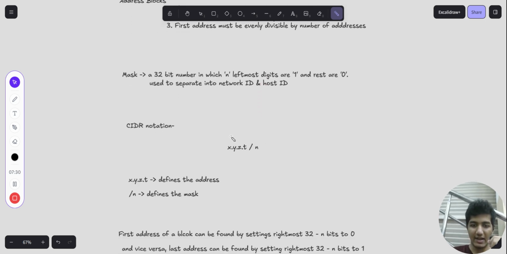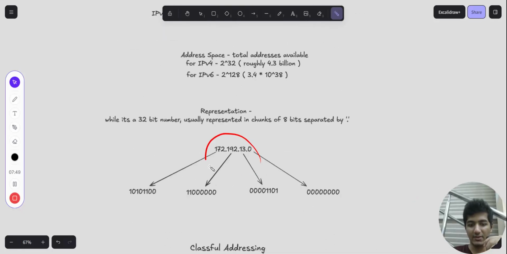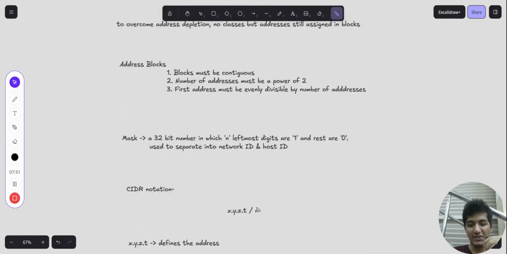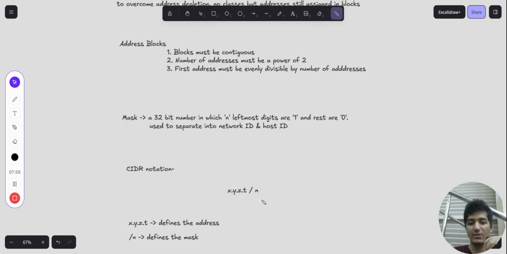So this is the CIDR notation, how a classless IP address is written. X.Y.Z.T. Here, all of X, Y, Z, and T are 8 bits, similar to what we saw earlier in classful addressing. And /n, this is a new thing we have, is used to determine the mask. So this is the n we saw earlier. The larger the n, the greater the mask.